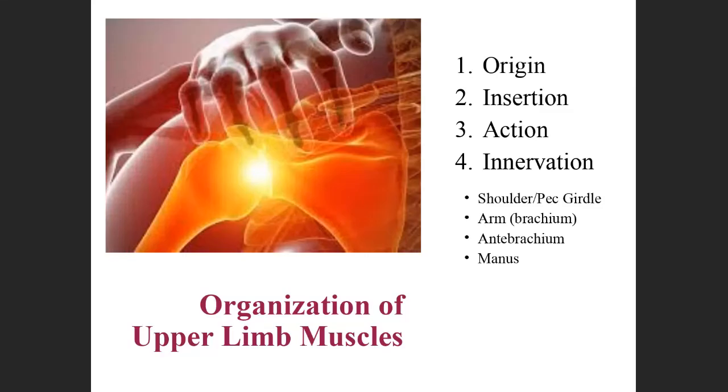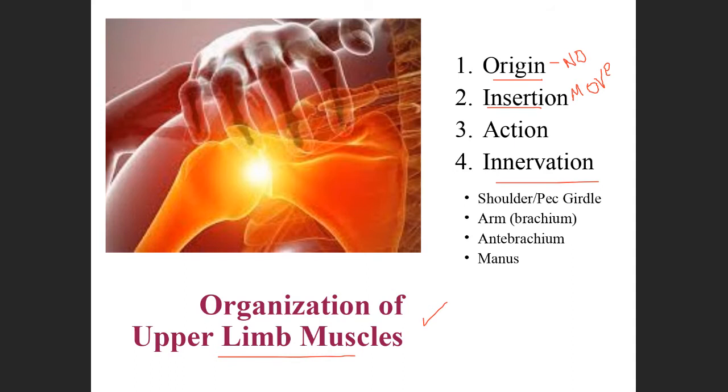So let's talk about the organization of the upper limb muscles. We'll review some of the terms we've learned in the past. The origin, which is the area of non-mobility. The insertion is the part of the muscle that connects to the bone that is movable. The action is what occurs when the muscle contracts, and the innervation is referring to what nerve innervates that muscle.